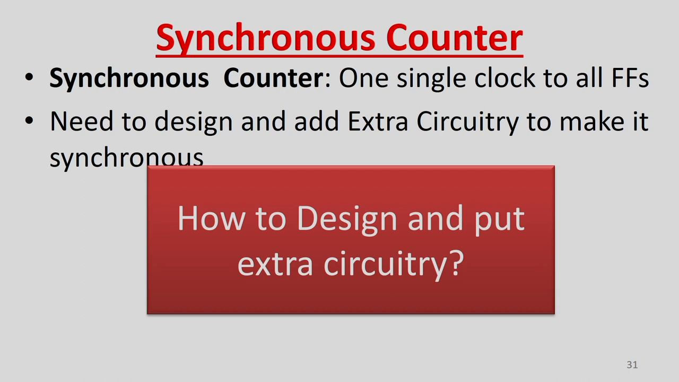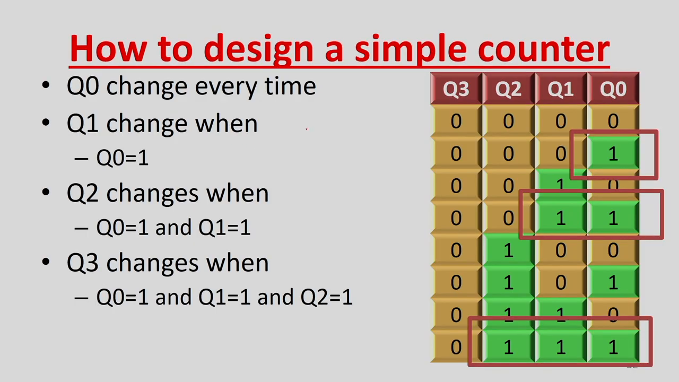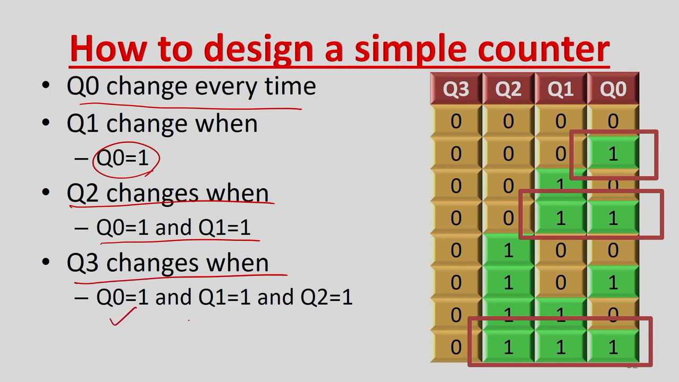How do we design the extra circuit? We should look at the state table. From the characteristic table of the counter, we can design what extra circuitry we need. Q0 changes every time, Q1 changes when Q0 changes, Q2 changes when Q0 and Q1 change, and Q3 changes when Q0, Q1 and Q2 are all 1. Only when all 3 bits are 1 does the next bit change. That means clearly Q1 changes when Q0 is equal to 1.